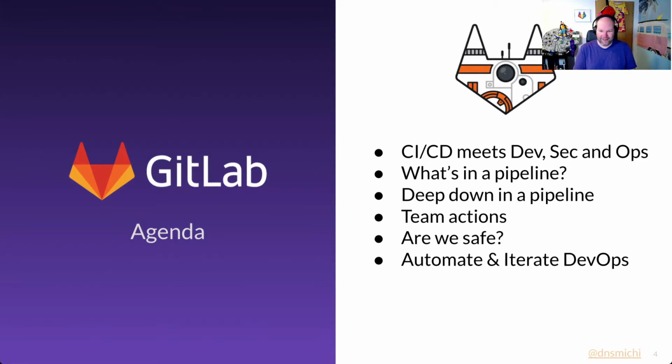So we are looking into CI/CD and how this relates to DevSecOps, then learning how to dive into a pipeline, being deep down, defining team actions, looking a little bit into security, and then into automation and iteration on DevOps.